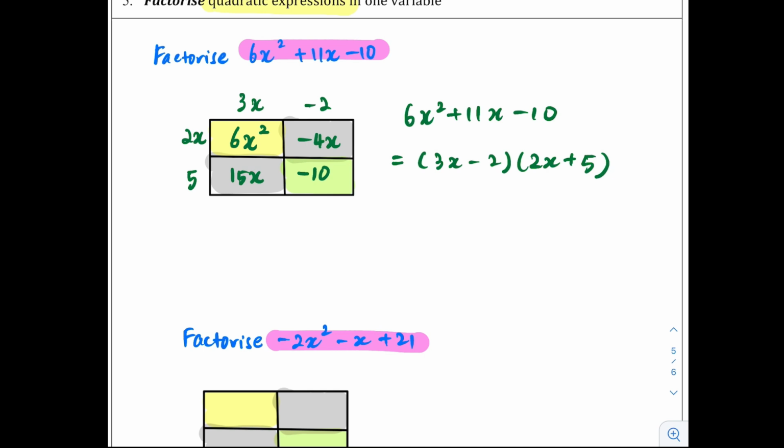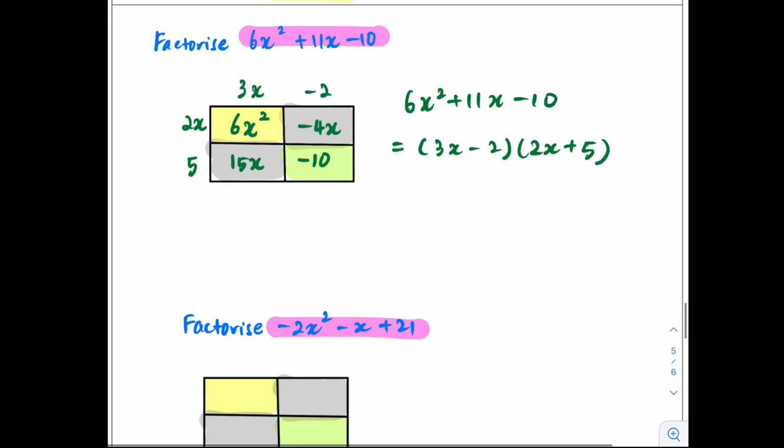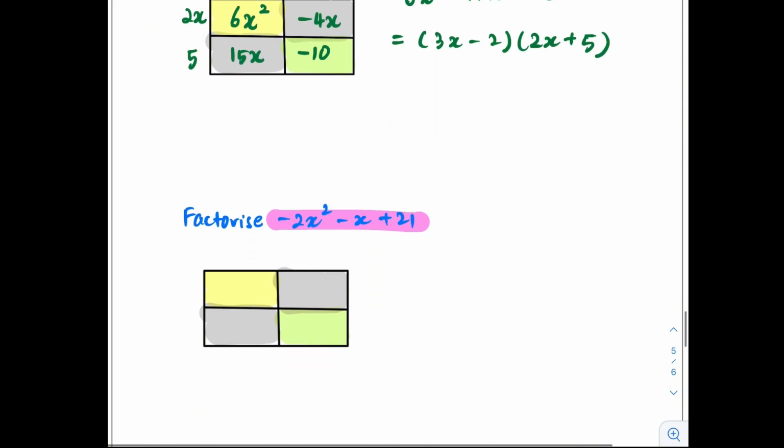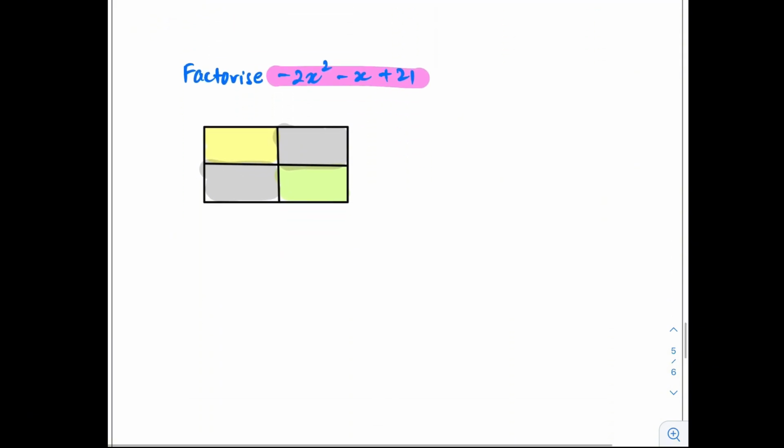Alright, so you can see that there is a little bit of trial and error involved here. Let's try another example. First, we need to start by putting our x squared term into the yellow box and putting our constant term into the green box. And again, we need to sum the gray terms to get negative x.